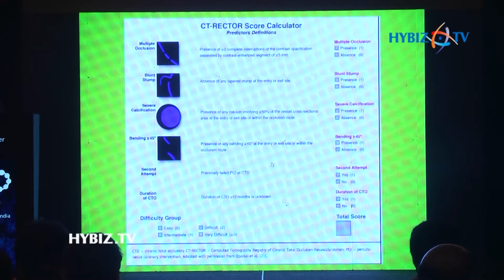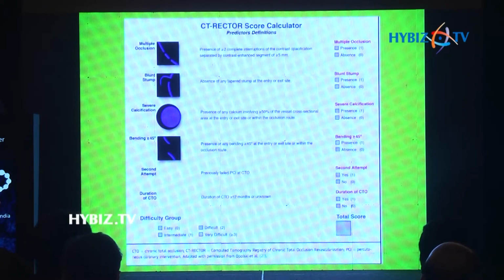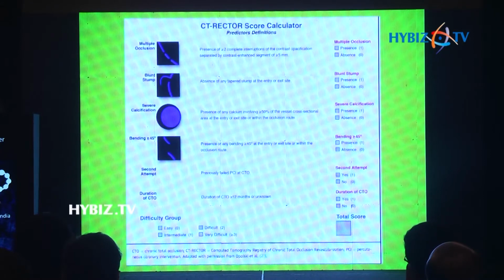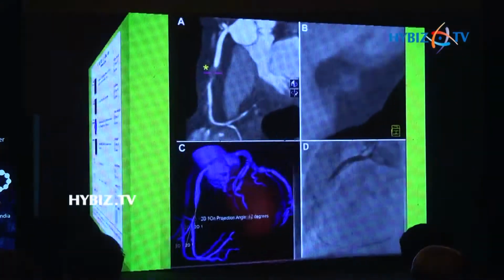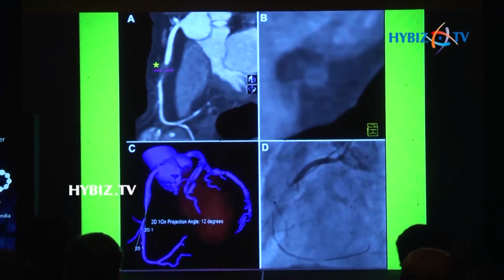And if your numbers were 0 to 1, as Dr. Dash had told you, then that would be a relatively easy CTO to deal with. And if it was more than 3, that would be difficult. And these are just 2 examples I'm going to show you.